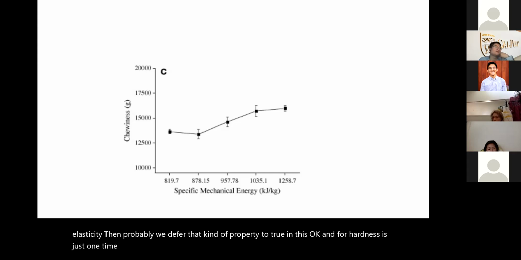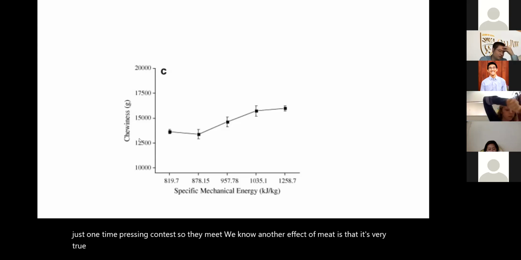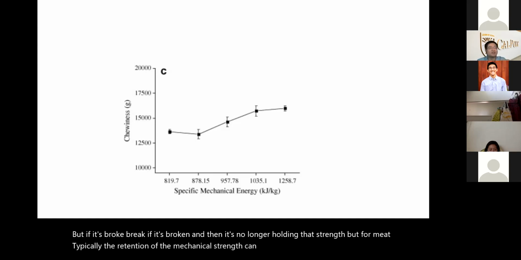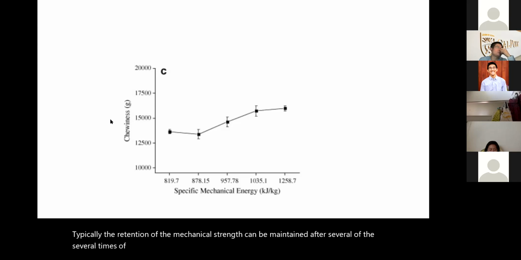Okay. So in meat, we know another feature is that it's very chewy, right? Compared to a lot of soy protein like tofu, once it's broken, it's no longer holding that strength. But for meat, typically the retention of the mechanical strength can be maintained after several times of pressing. Okay.